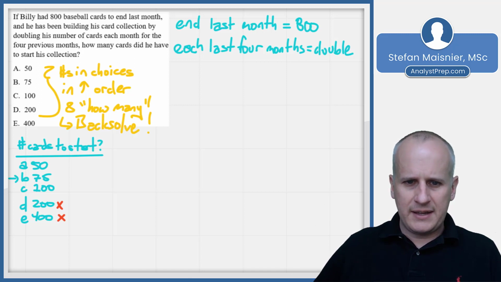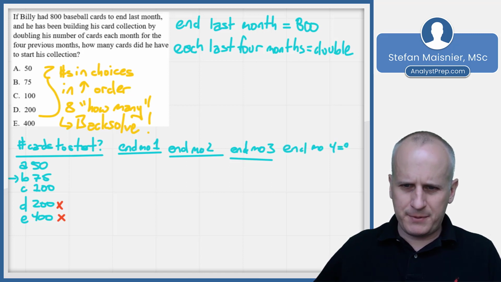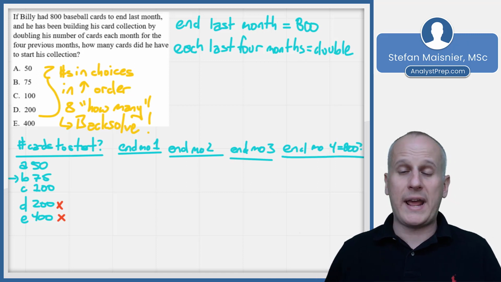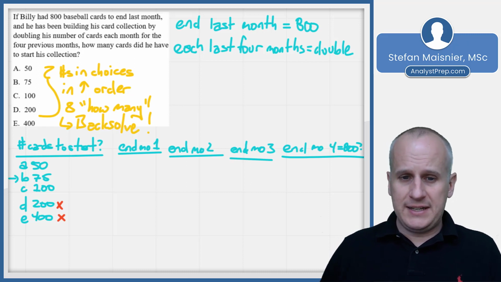So we've got end month 1, then end month 2, end month 3, and end month 4. And that one's supposed to be equal to 800. And your last column should always be whatever the correct answer's condition needs to be.